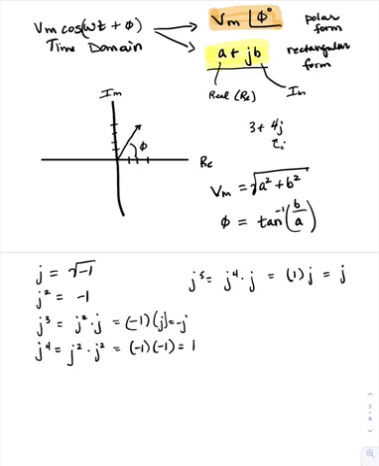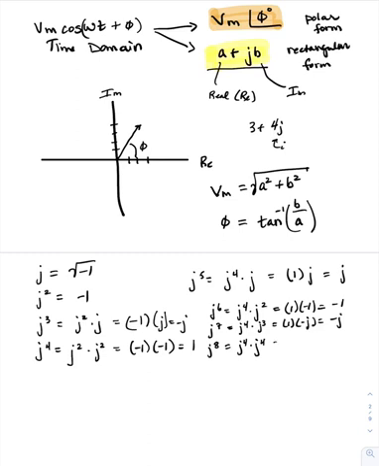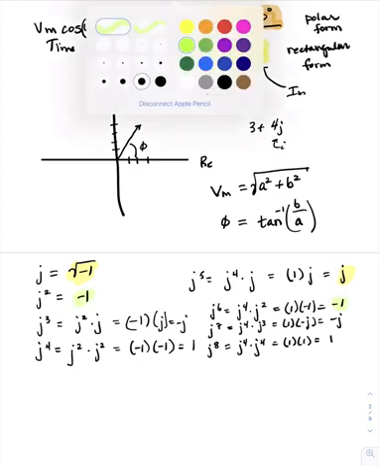All right. So j to the sixth is j to the fourth times j to the second, which would be 1 times minus 1. J to the seventh is j to the fourth times j to the third, and j to the eighth is j to the fourth times j to the fourth. So you'll notice that these are looking very familiar, that our pattern is repeating.